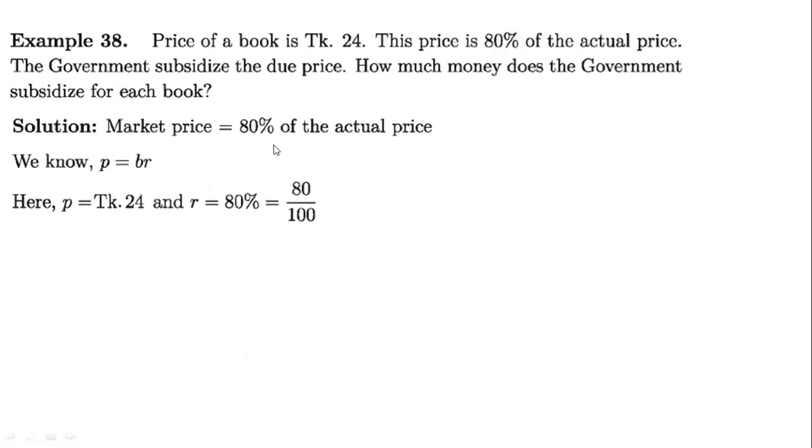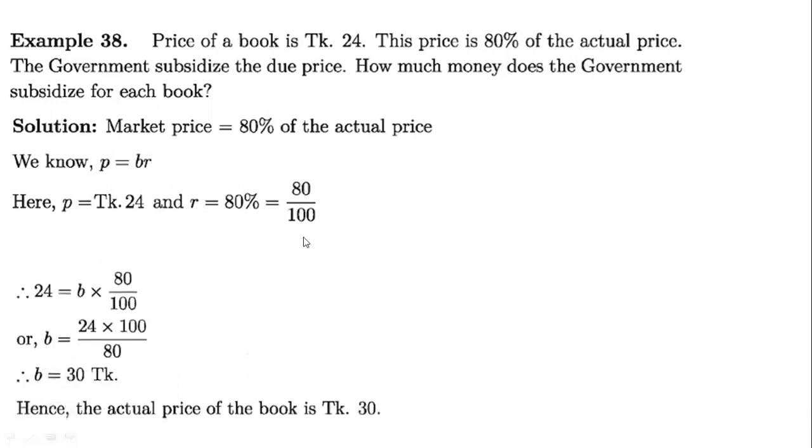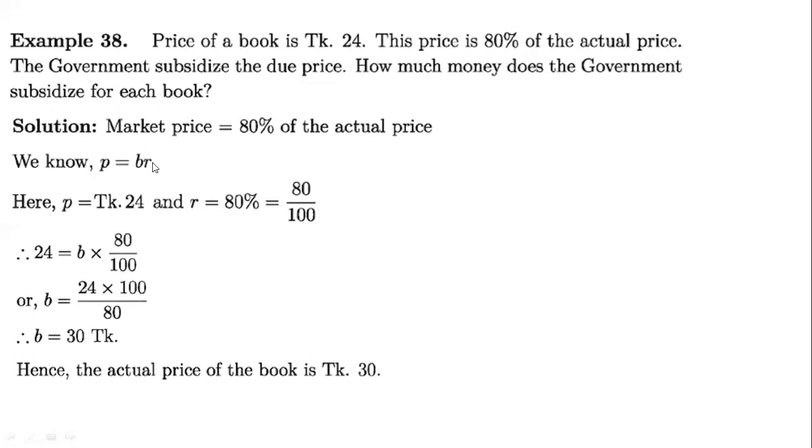Suppose the market price is 80%. That means the market price will be 80% of the actual price. Here we know P equals BR. Here P is our price of the book, that will be 24, and R is the rate, and the rate is 80%, so it will be 80 by 100. And we know a formula, that is P equals BR. So here B into R is 80 by 100, and P, that is the price of the book, will be 24. Then we get the value of B. Then the actual price of the book will be, after calculating, 30.